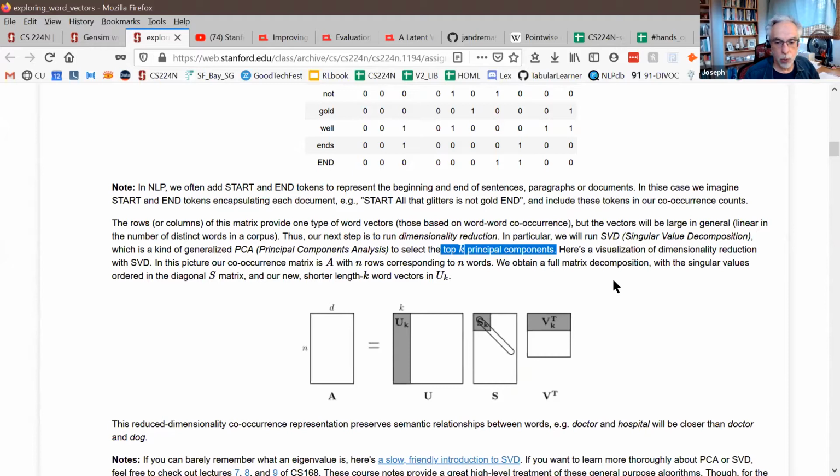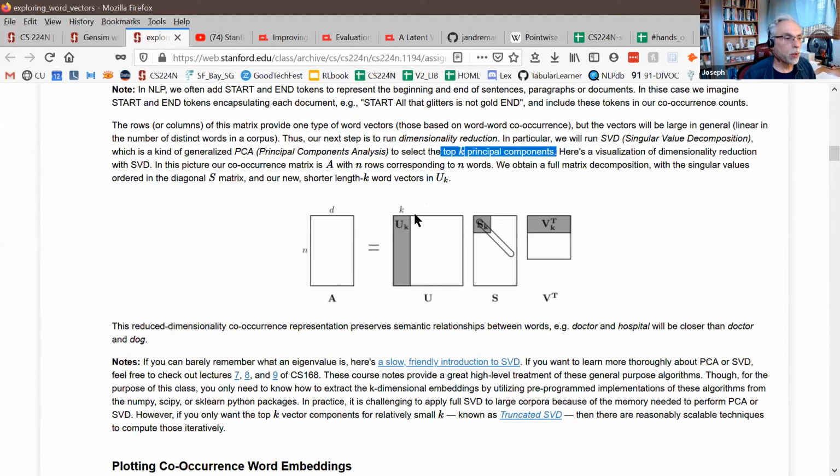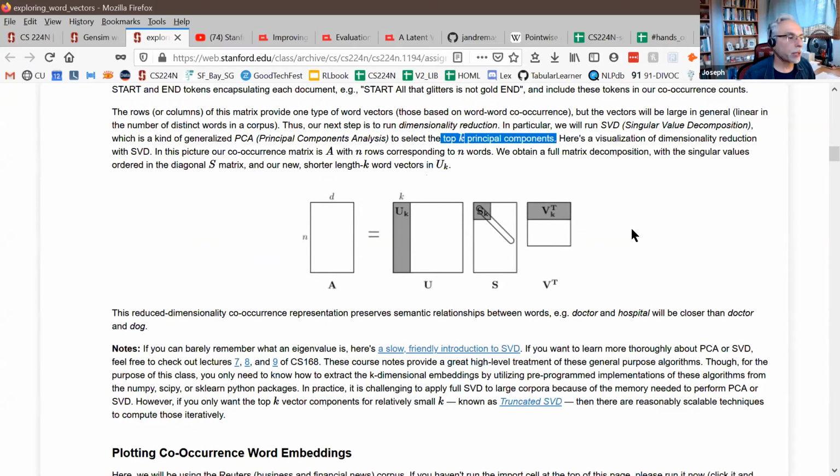And remember, in word2vec, they talked about having two different representations, and they really didn't explain why. Well, this is sort of a clue as to why, because there are 2 different embedding matrices that come out of this decomposition, and so they use both of them in word2vec.